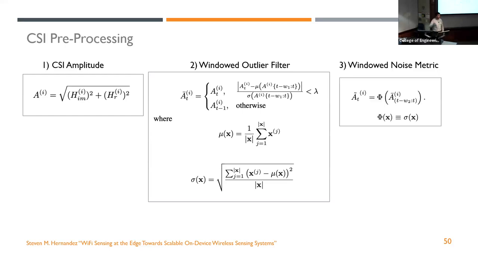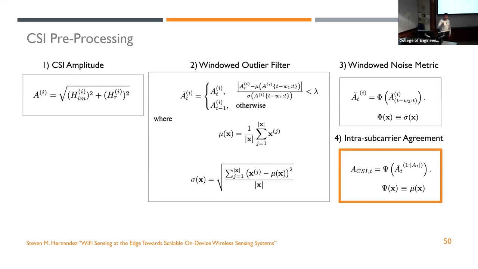And for each of the subcarriers, we then perform a windowed noise metric. So we take the amount of noise that's found at each subcarrier over each time. We calculate that, and we want to find how much each of the subcarriers agree with the amount of noise. We find the intra-subcarrier agreement. So this is where we look at if one subcarrier sees a lot of noise, it could just be some sort of anomaly in the data that we collected. But if a lot of the subcarriers agree, then that must mean that there's some activity happening that we can track in there.